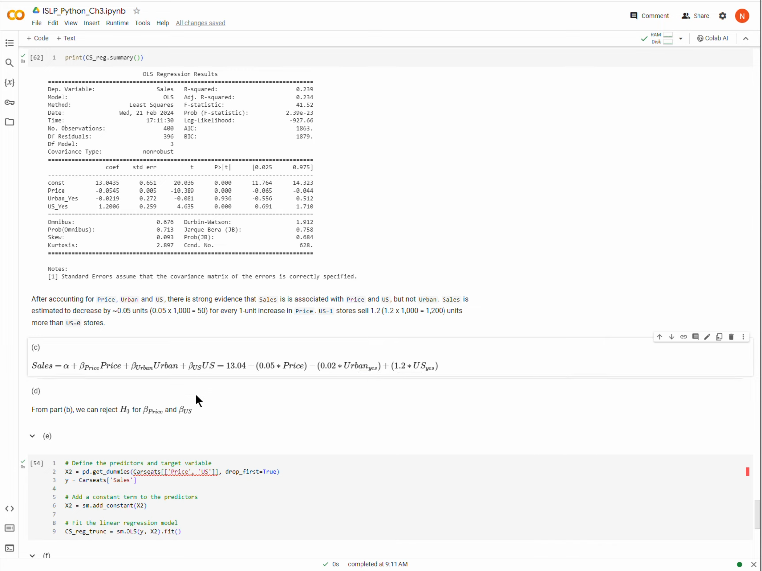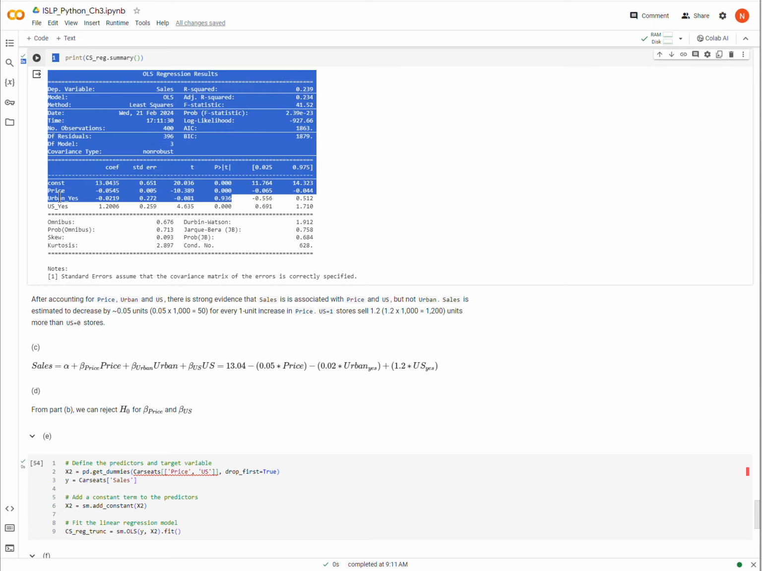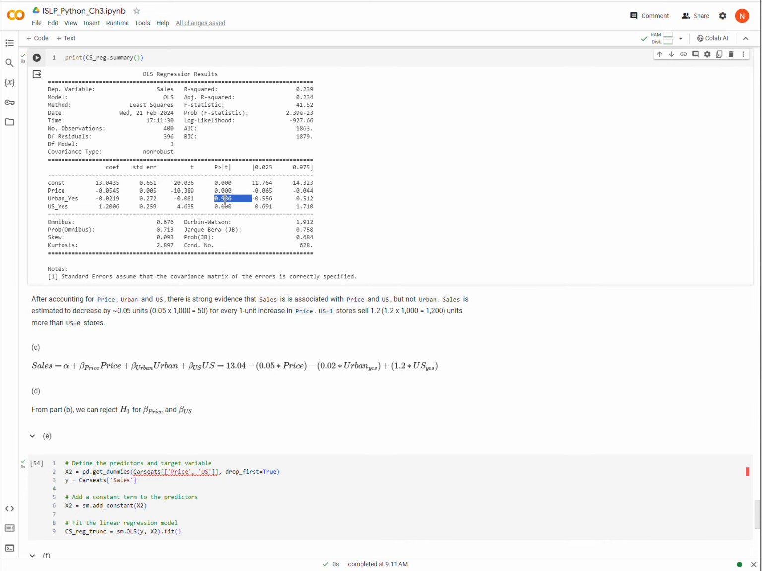Now part D wants us to look back at the coefficients and figure out for which of these coefficients we can reject the null hypothesis. Well, we've already kind of discussed that. We can reject the null hypothesis for price and for US because these p-values are very low, and for urban, we should not reject the null hypothesis.